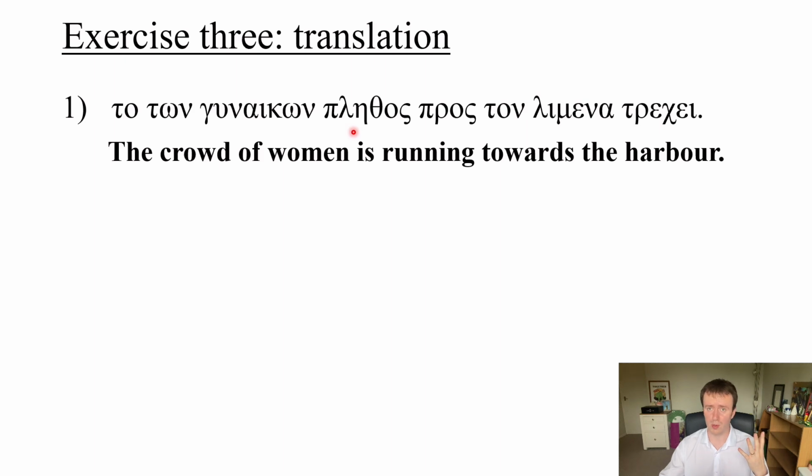It's not possible to take it as an accusative noun. It wouldn't fit into the sentence as an accusative. But if we take it as a nominative, it works very nicely, because then we've got the crowd of women doing the action, which is running. So the crowd of women runs or is running towards the harbour.